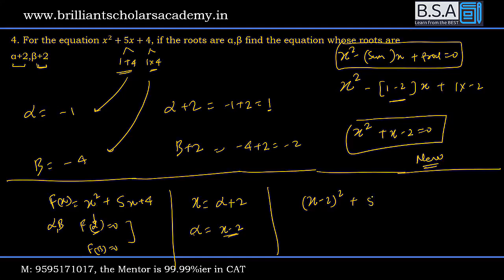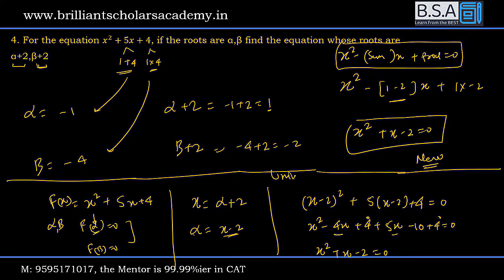I will re-explain this, don't worry, don't panic. Expand this, x² - 4x + 4 + 5x - 10 + 4 = 0. तो देखो ये 4x और ये 5x कैंसिल हो जाएगा, x² + x बन जाएगा, 4 + 4 8 - 10 -2, ये बन जाएगा 0. This is a universal approach. You don't need to find roots.